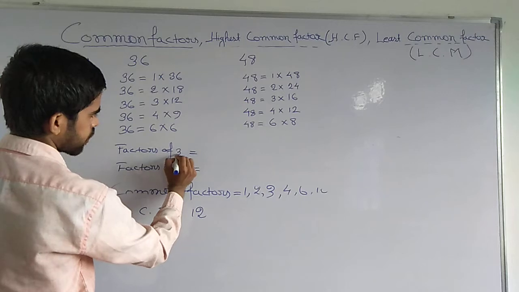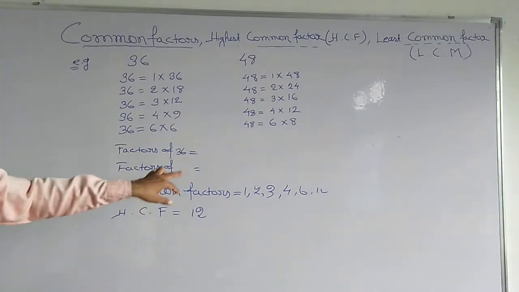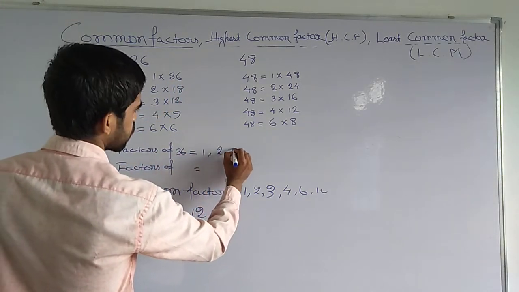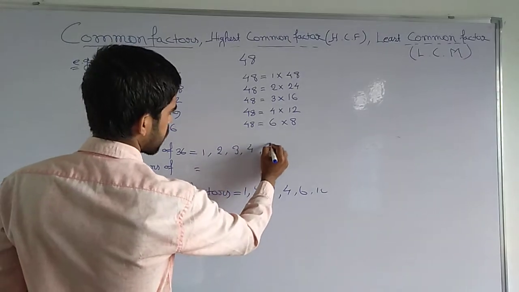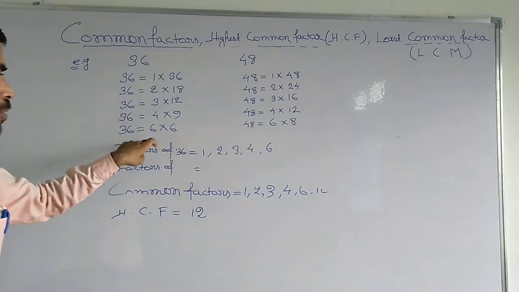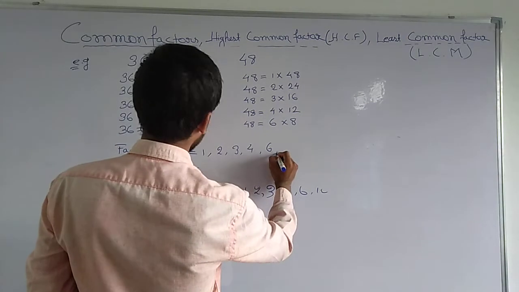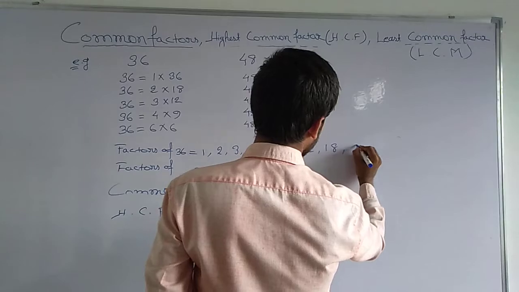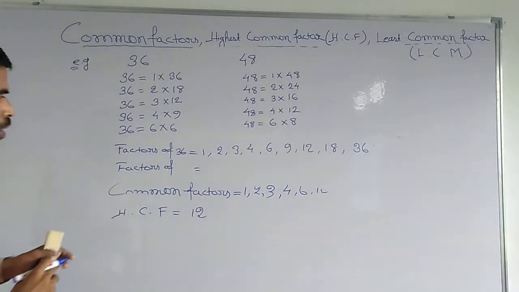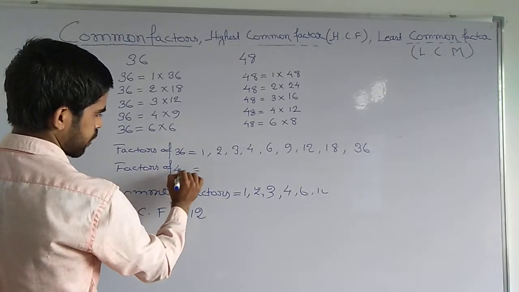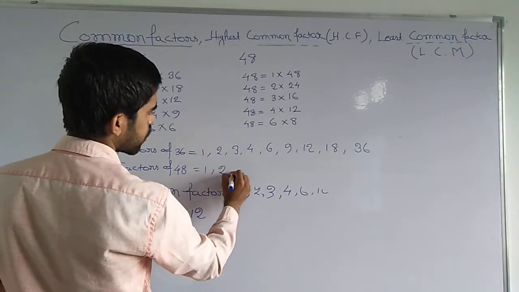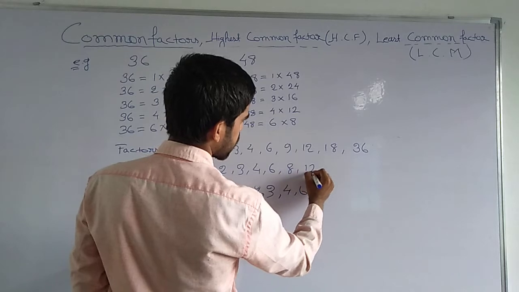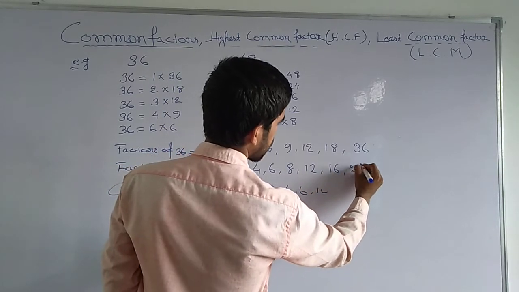Factors of 36: 1, 2, 3, 4, 6. And you see, there are two same numbers, so you just write 6 once. Then 9, 12, 18, 36. Now 48: 1, 2, 3, 4, 6, 8, 12, 16, 24, 48.